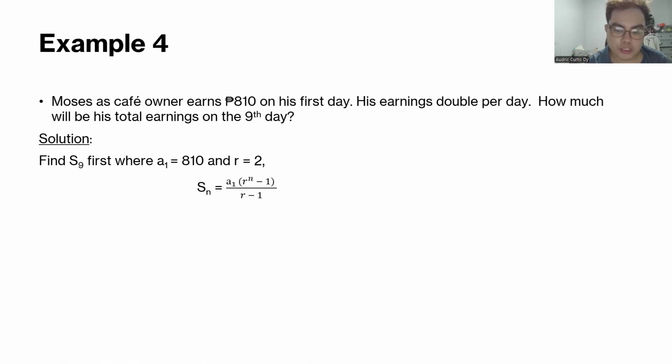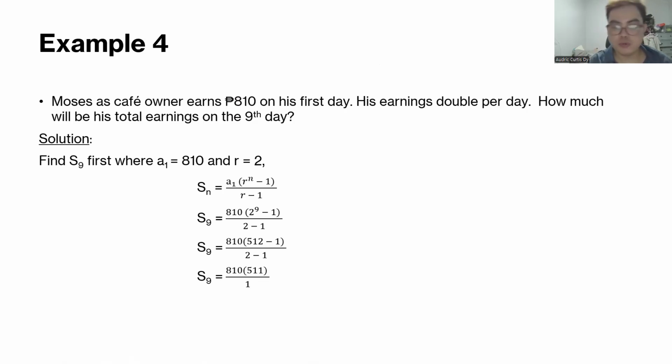So we're going to substitute what's given. Your A sub 1 is 810, so I substituted it with 810. Then your common ratio is 2, then I substituted it with 2. Then I substituted n with 9 because there are 9 terms. To simplify, we're going to solve the innermost first, which is 2 raised to the power of 9, because exponent comes before subtraction. So, 2 raised to the power of 9 is 512. Then, we're going to subtract it with 1, which is 511.